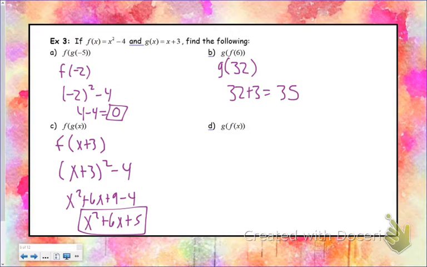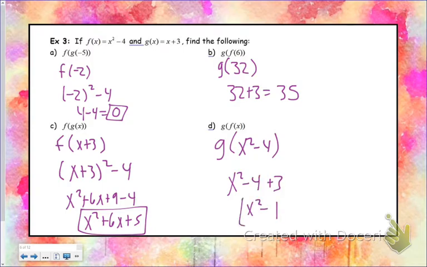And then D, same idea, but it's flipped. G of f of x. So g of the f of x function, which is x squared minus 4. So this is going to be x squared minus 4 plus 3, which is x squared minus 1.